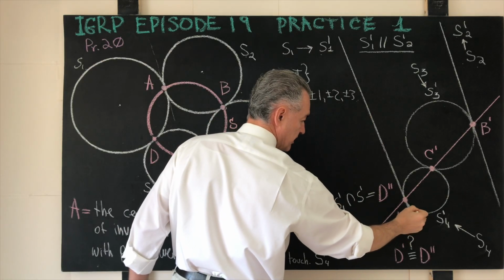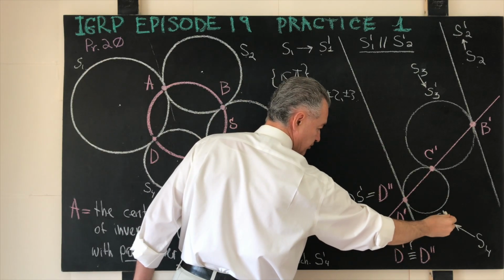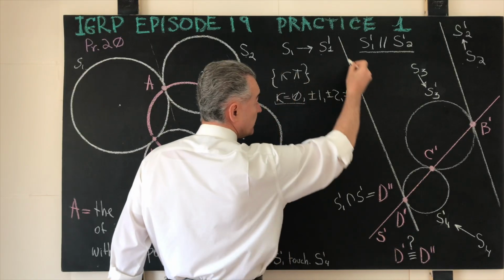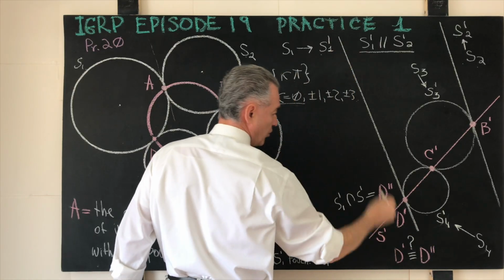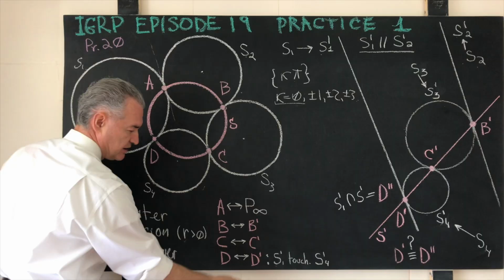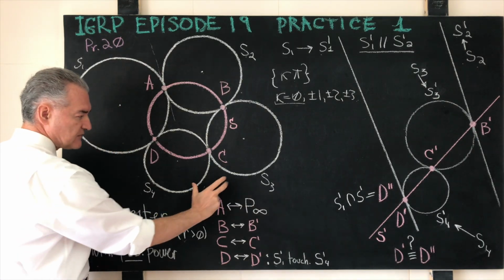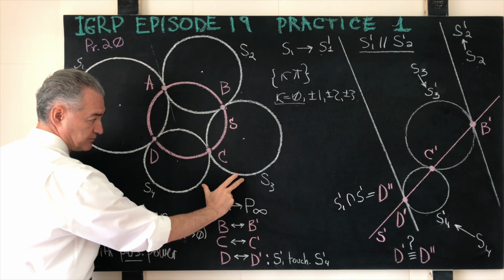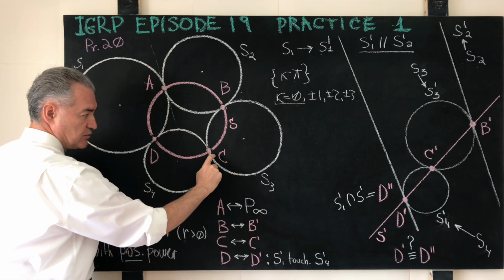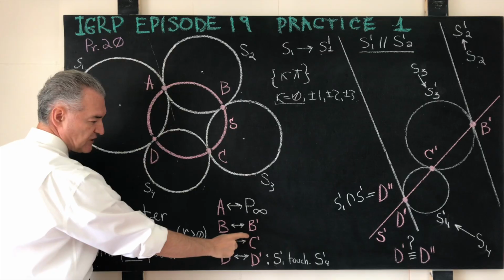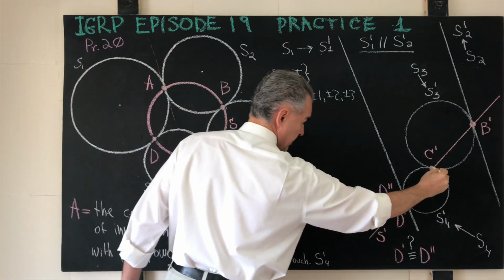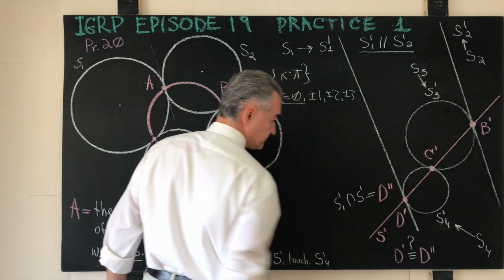And we agree that the circle S prime 4 will touch the image straight line S prime 1 at the point D prime, as I showed over here. And likewise, the images of these two circles must touch each other at the image of the point C, which is the point C prime that is shown over here.